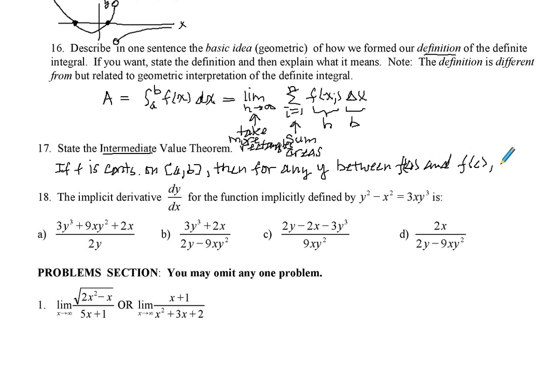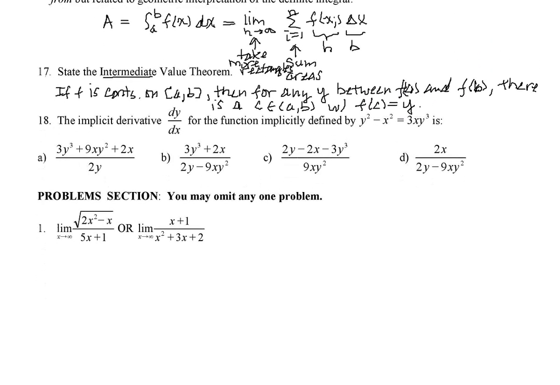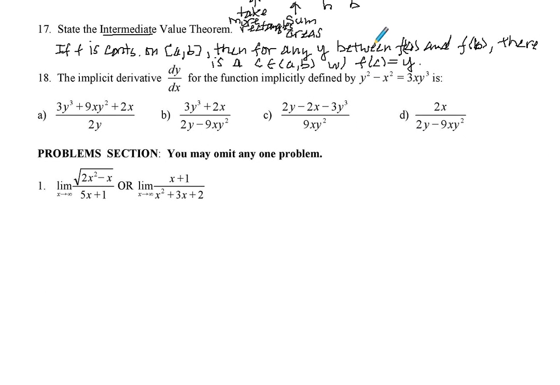So, between f of a and f of b, there is a value c that's an element of the open interval (a, b) with f of c equals y. Okay, it hits every y value between f of a and f of b. Only continuous functions do that. We use this to show roots, remember. You found one value where the function was positive, one where it was negative, and then it had to hit 0 in between.